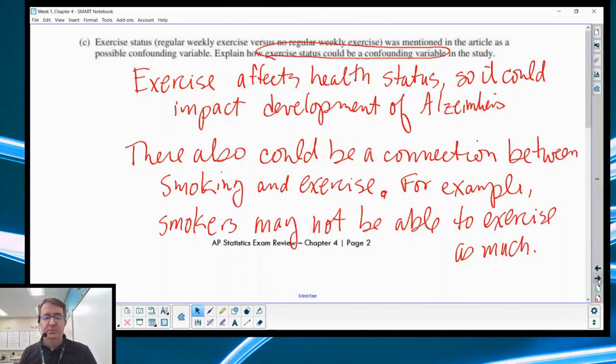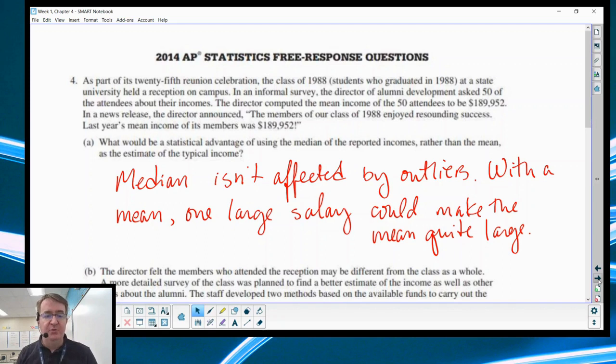The next question is from 2014. As part of its 25th reunion celebration, the class of 1988, students who graduated in 1988, a state university has held a reception on campus. In an informal survey, the director of alumni asked 50 of them about their incomes. The director computed the mean income of the 50 attendees, and it turned out to be $189,952.